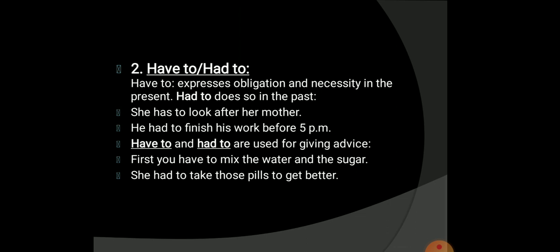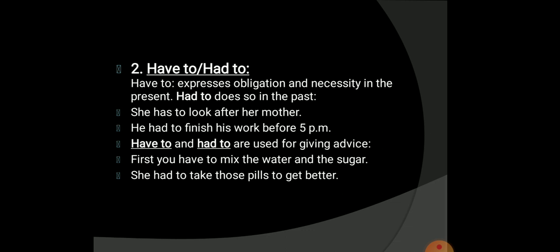So the second modal is have to or had to. Have to expresses obligation and necessity in the present, and had to does so in the past. So have to is used in the present, it is clear, and had to is used in the past, and have to is used to express certainty or necessity. What does this mean? This means that have to is used to express necessity. Necessity is nothing but the requirement of that line.